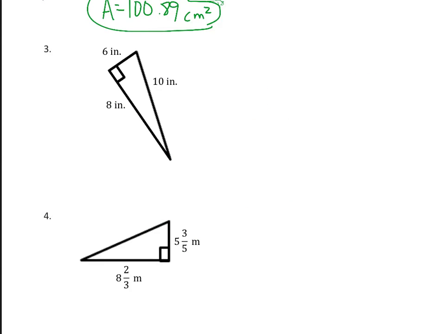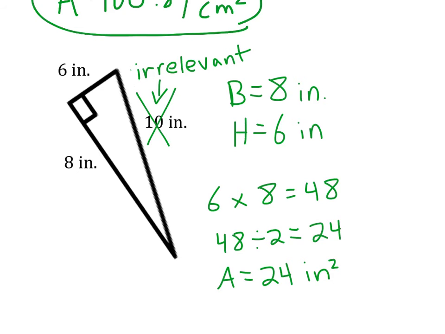Okay, so you try question 3 and 4 here. Pause the video, see if you can find the area of each triangle. All right, so let's look at question 3. Okay, so the base is 8 inches. The height is 6 inches because here's our right angle.